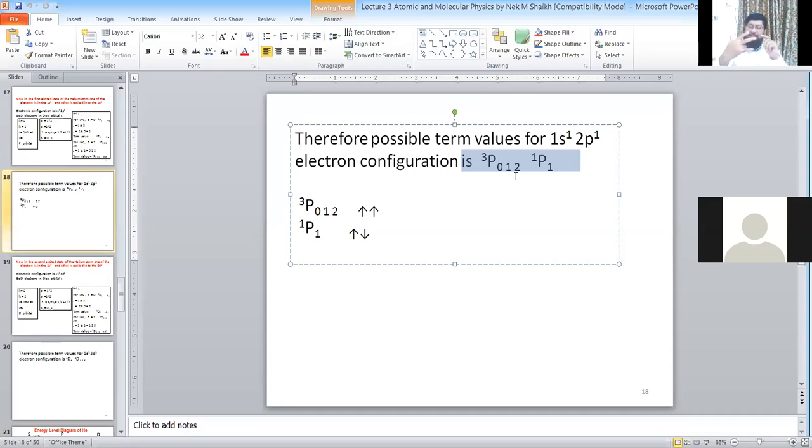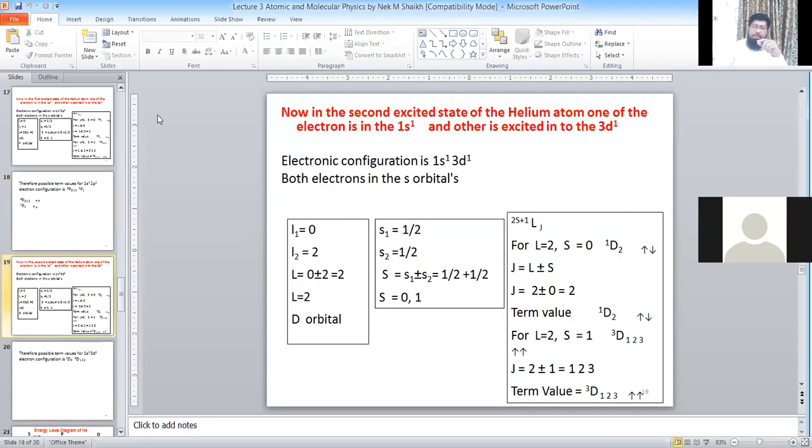Now if this third electron is not in the p orbital, but in the d orbital, because in n is equal to 3 the electron may be in the s, maybe in the p, maybe in the d. So if this electron is in the d orbital, then what happens, which we have to see here.